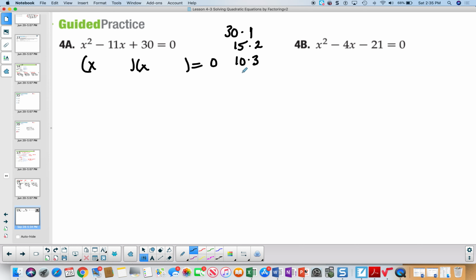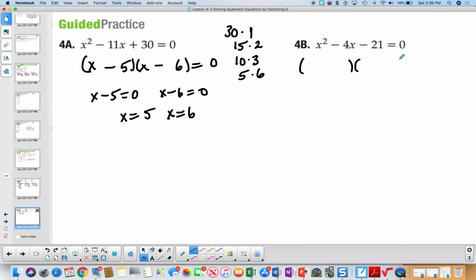Let's see, there's also 5 times 6. 5 times 6, that makes 11 right there. So 5 and 6 are really good options. Now remember, I've got to get a positive for my last, and my outer and inner must add up to negative numbers, so I'm going to make those negative. My outer is -6x, my inner is -5x, so I'm good. Now I'm going to set each equal to 0, and the two answers are 5 and 6.